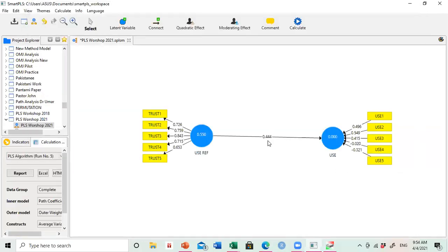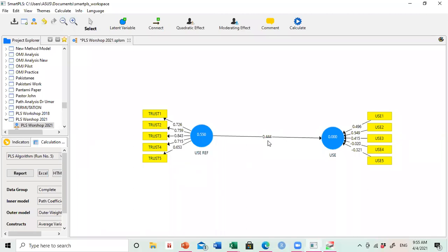Okay, in this case, we have 0.444. But the literature says it should be 0.7. Some people say it should be substantially significant, in the sense that it should not be just 0.1 or 0.2. It should be substantial. Maybe we can consider this one as okay. So this is how you run redundancy analysis.